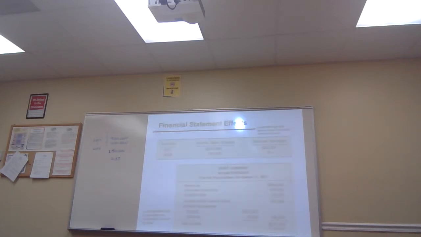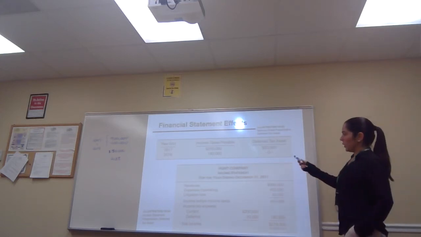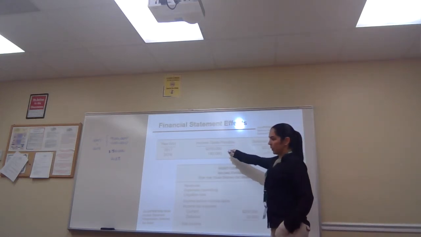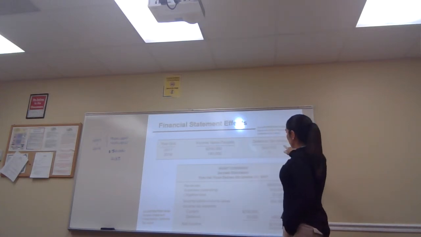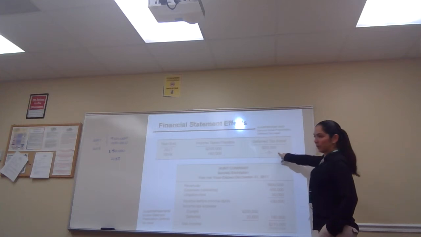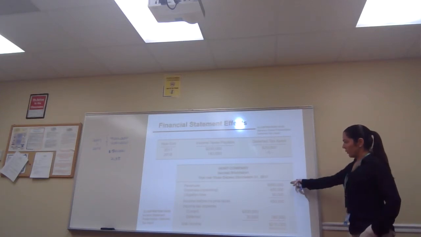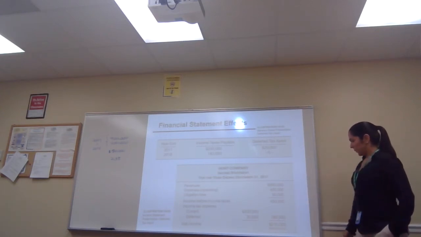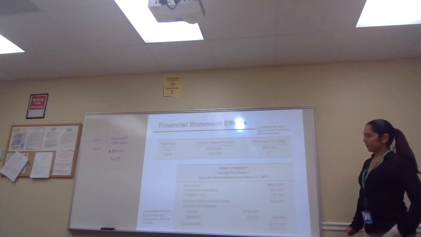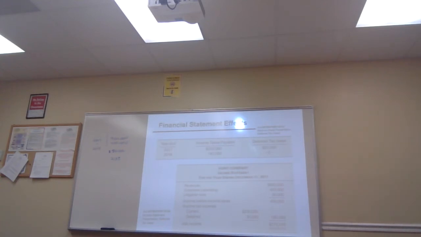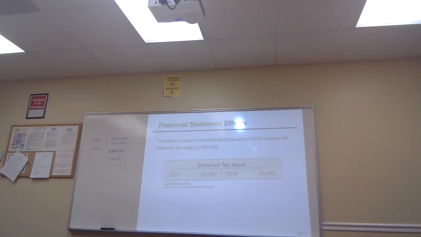This is a representation on your financial statement. So on your balance sheet at the end of 17, your income tax payable account will be 200,000. At the end of 18, it'll be 180. Your deferred tax asset starts at 20, ends up at 0 at the end of 2018, because it's all reversing, their timing differences. And then you have your income statement. So this is just presentation. And you have your T account.